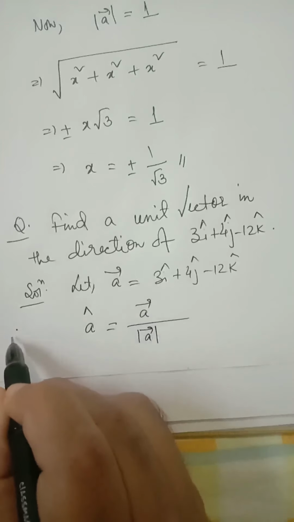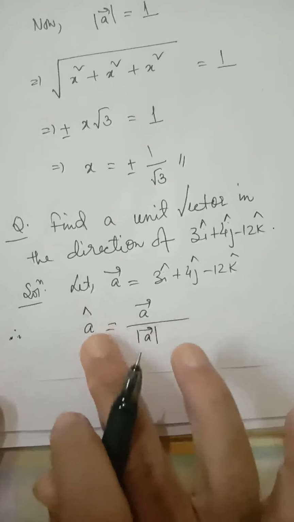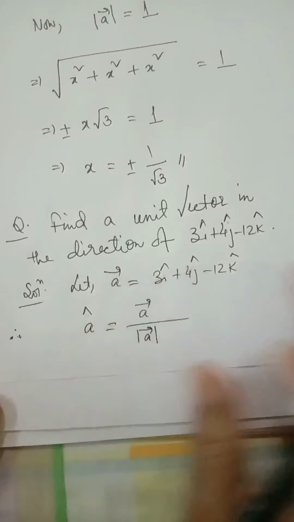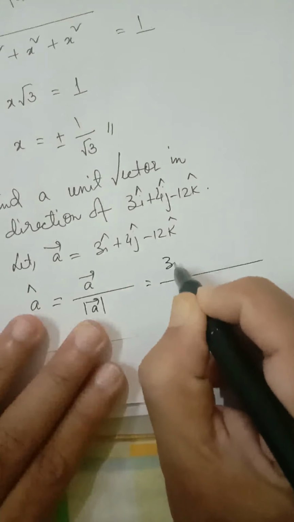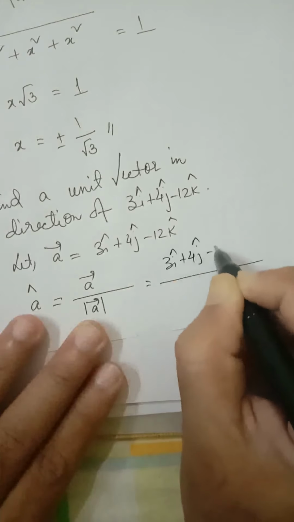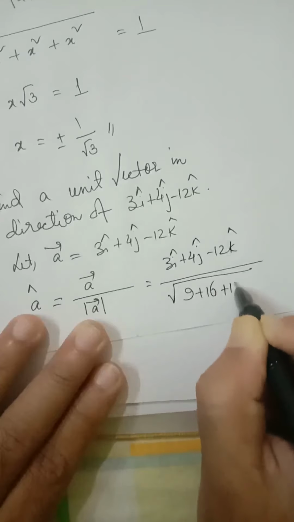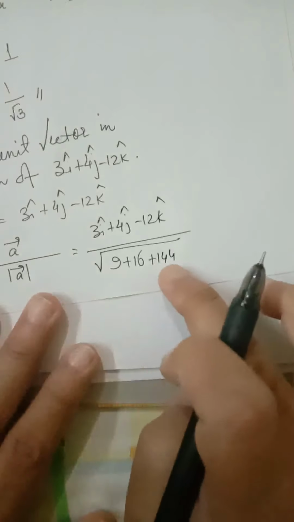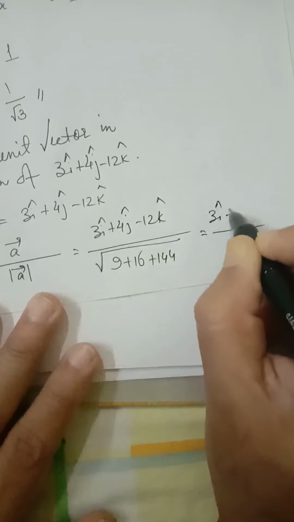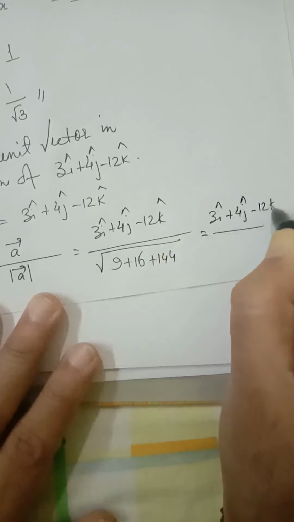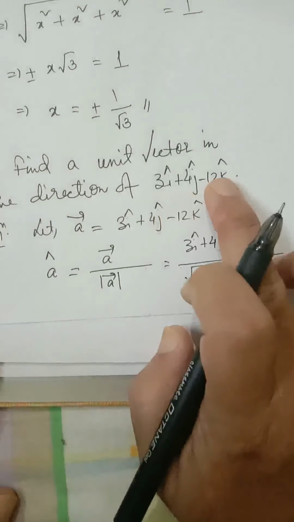So A cap, which means the unit vector in the direction of A vector, is equal to 3i plus 4j minus 12k by root over 9 plus 16 plus 144. It will be root over 169. So it will be 3i plus 4j minus 12k by 13. This is the unit vector in the direction of the given vector.